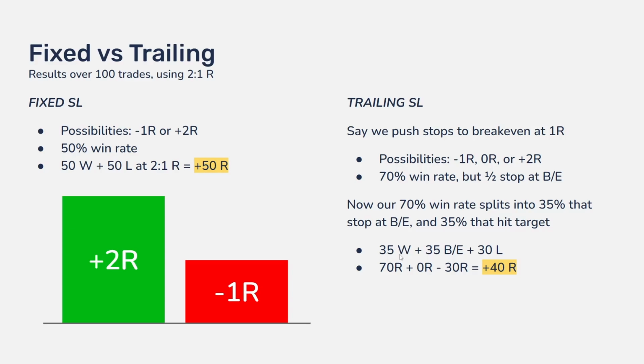So 35 winners at 2 to 1R is 70R, 35 break even obviously gains nothing, and 30 losses is minus 30R. So you end up with plus 40R despite the higher win rate, versus the 50R from the 50% win rate with a fixed stop loss.